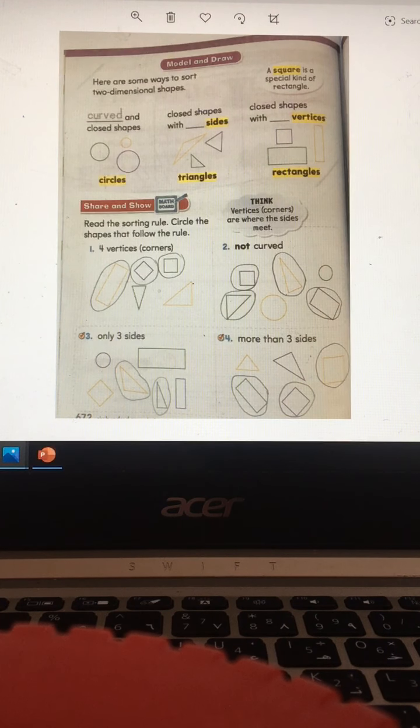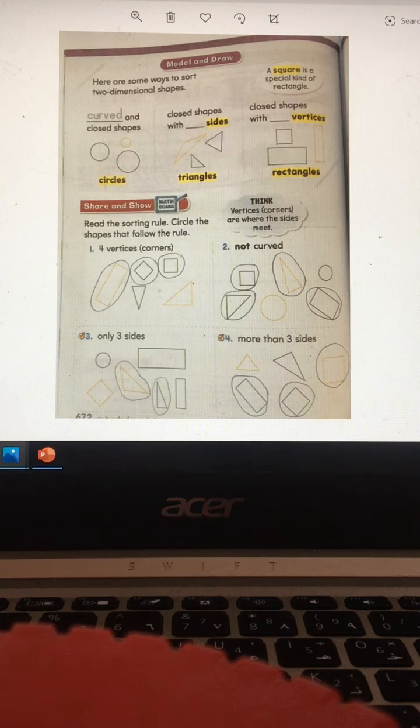Now let's have a look at some examples in order to clear up what I've said in the previous video. In order to sort shapes, we have to read the sorting rule. This is the first thing we have to do, to read the sorting rule in order to follow it so that we can sort the shapes.